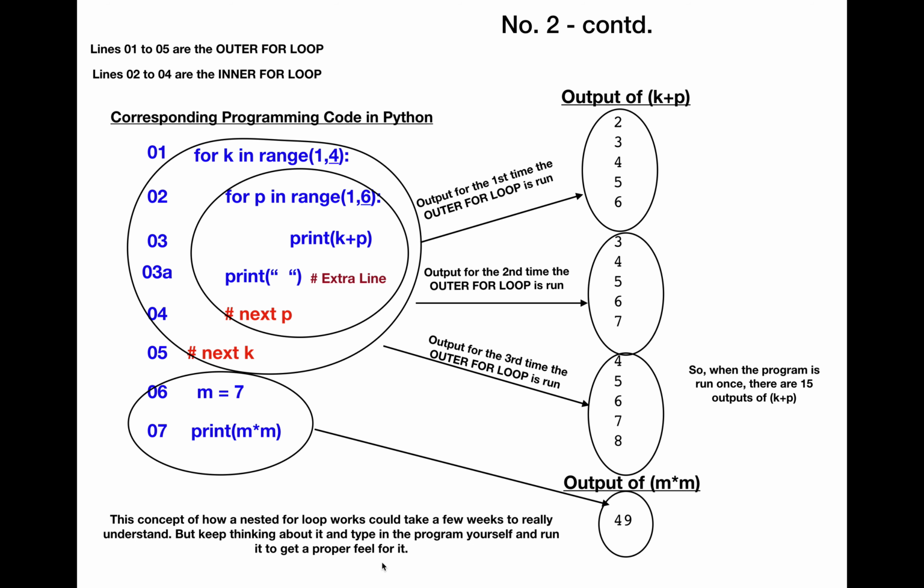Now, this concept of how a nested for loop works, because this is a nested for loop, you have an inner loop within an outer loop, can take a few weeks to really understand. But if you can keep thinking about it, and what I advise you to do is to type in this program and run it yourself, and then you get a proper feel for it. It is quite normal and quite natural that people take a few weeks to sort of really understand the concept. There's nothing wrong with that, and that's fine.